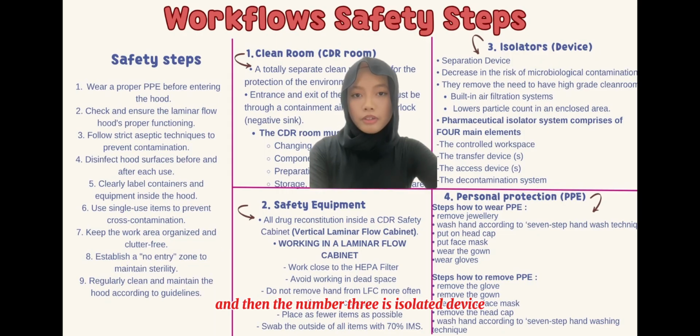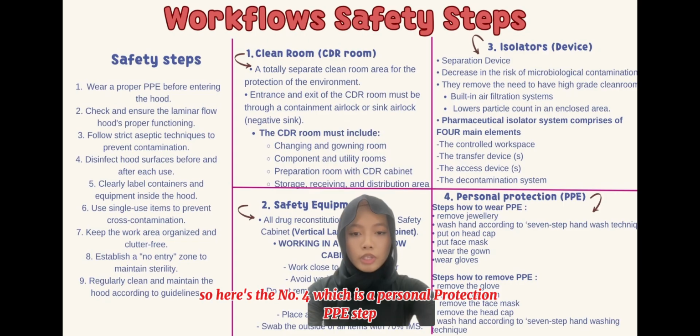And then number 3 is the isolator device. It's a separation device. It can decrease the risk of microbiological contamination. They remove the need to have a high-grade clean room. Built-in air filtration system lowers particle count in an enclosed area. Pharmaceutical isolator system comprises 4 main elements. 1. The controlled workspace. 2. The transfer device. 3. The access device. And number 4. The decontamination system.